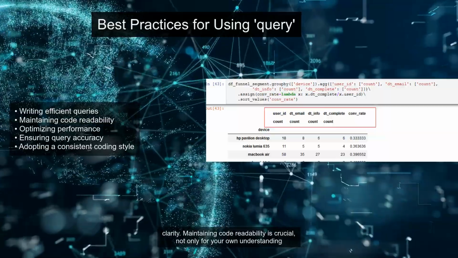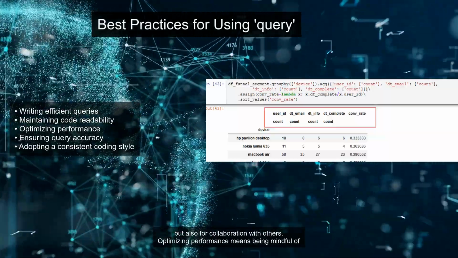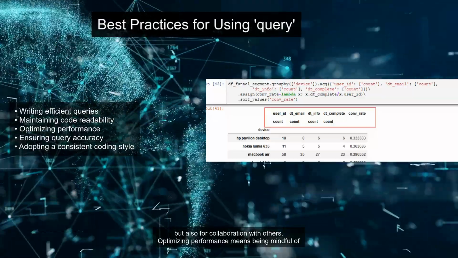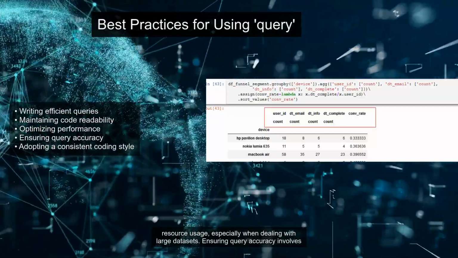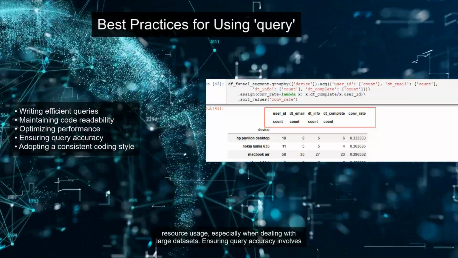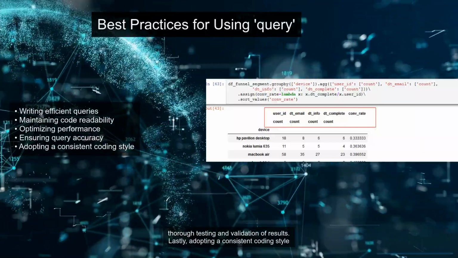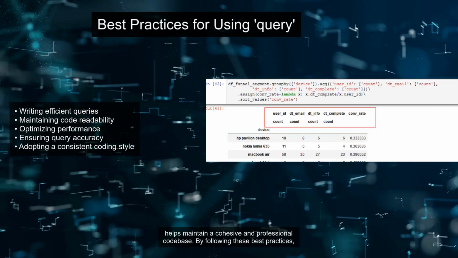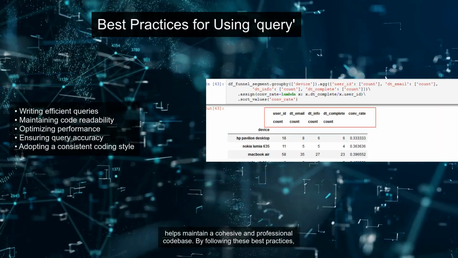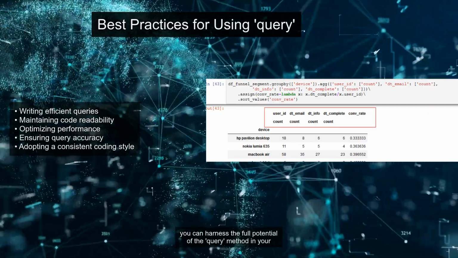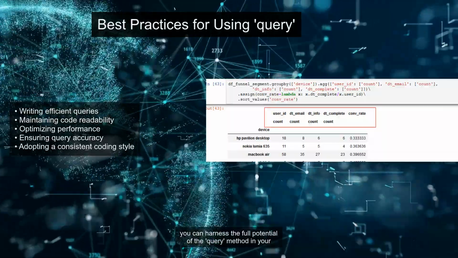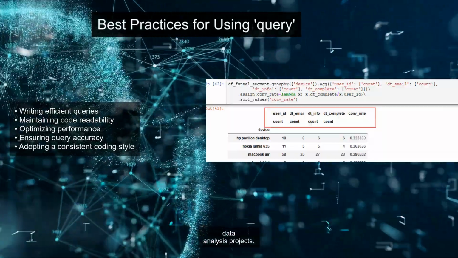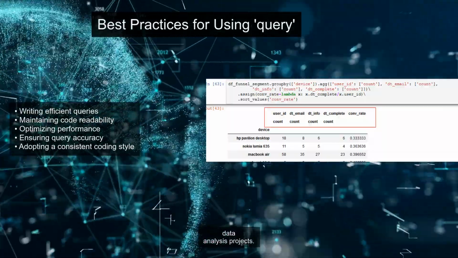Maintaining code readability is crucial, not only for your own understanding but also for collaboration with others. Optimizing performance means being mindful of resource usage, especially when dealing with large datasets. Ensuring query accuracy involves thorough testing and validation of results. Lastly, adopting a consistent coding style helps maintain a cohesive and professional codebase. By following these best practices, you can harness the full potential of the query method in your data analysis projects.